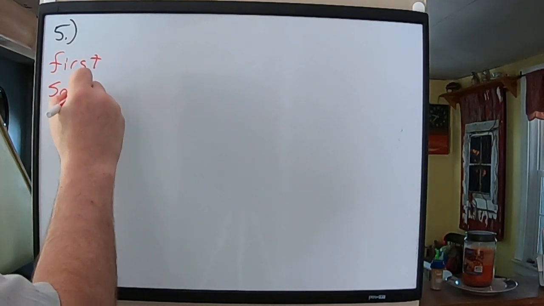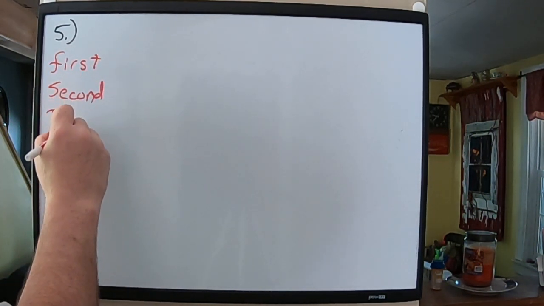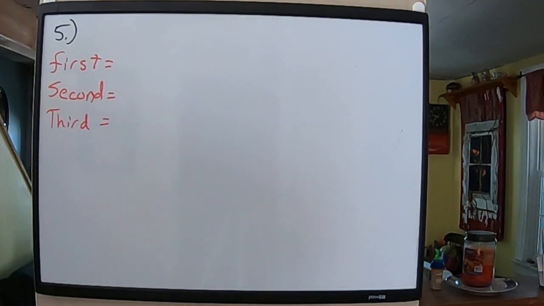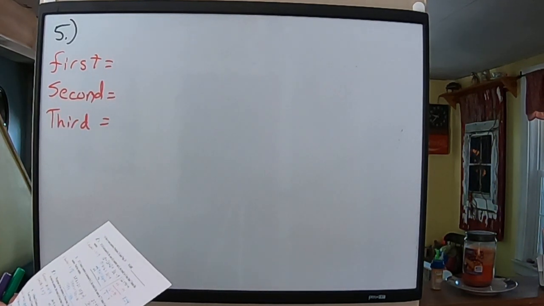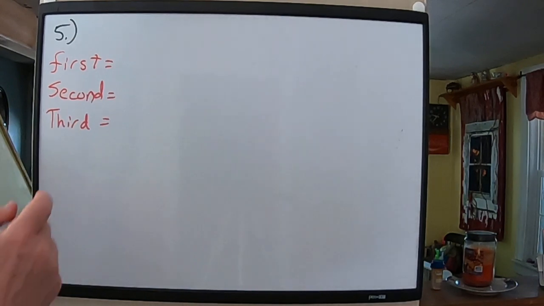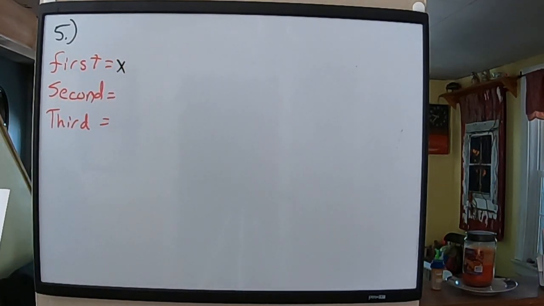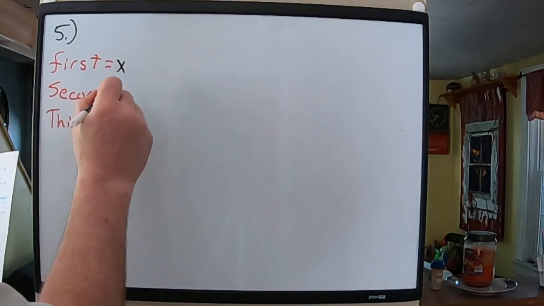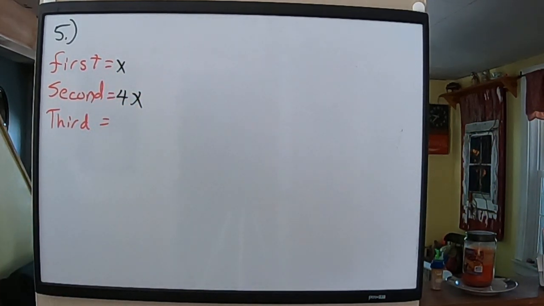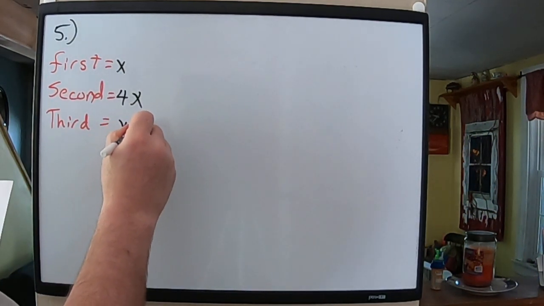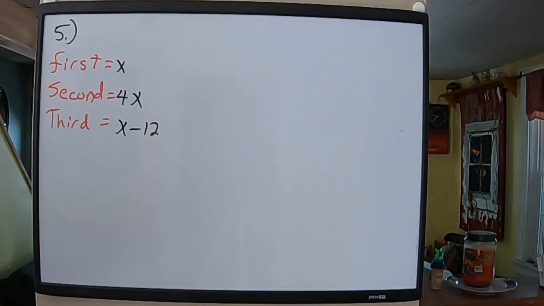So I'm just going to say first, second, and third. Now I need to express them. And let's see. Which one's not talked about? The second is, the third is, it doesn't talk about the first, so there's my variable. The second is 4 times the first. The third is 12 less than the first. So there's my setup for number 5.